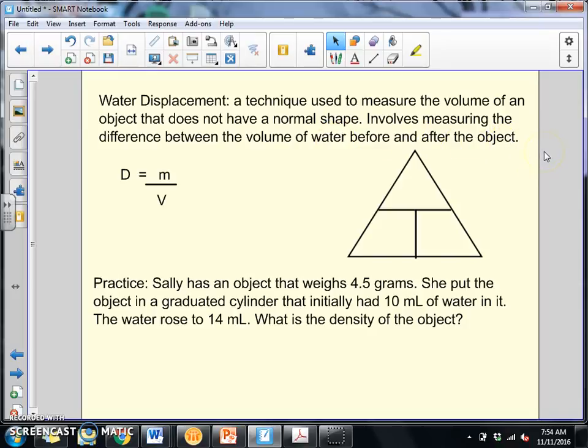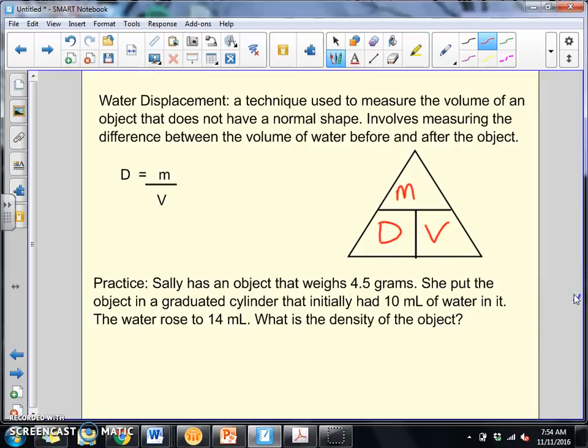Okay, so our density formula doesn't change. We still have mass on top, volume and density on the bottom. But let's look at an example problem, because that's really the only way to dive into this. So our practice problem says Sally has an object that weighs 4.5 grams. She put the object in a graduated cylinder that initially had 10 milliliters of water in it. The water rose to 14 milliliters. What is the density of the object?